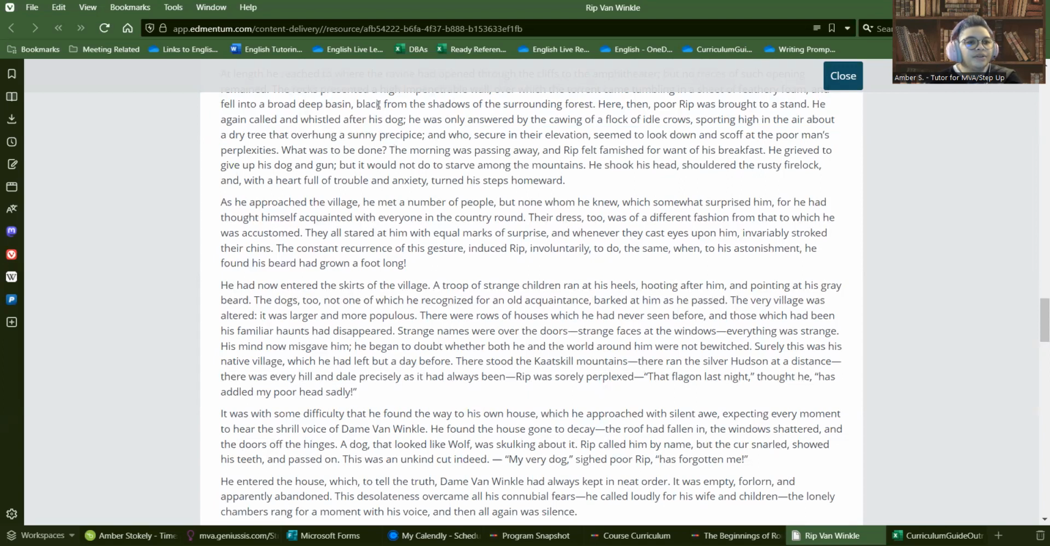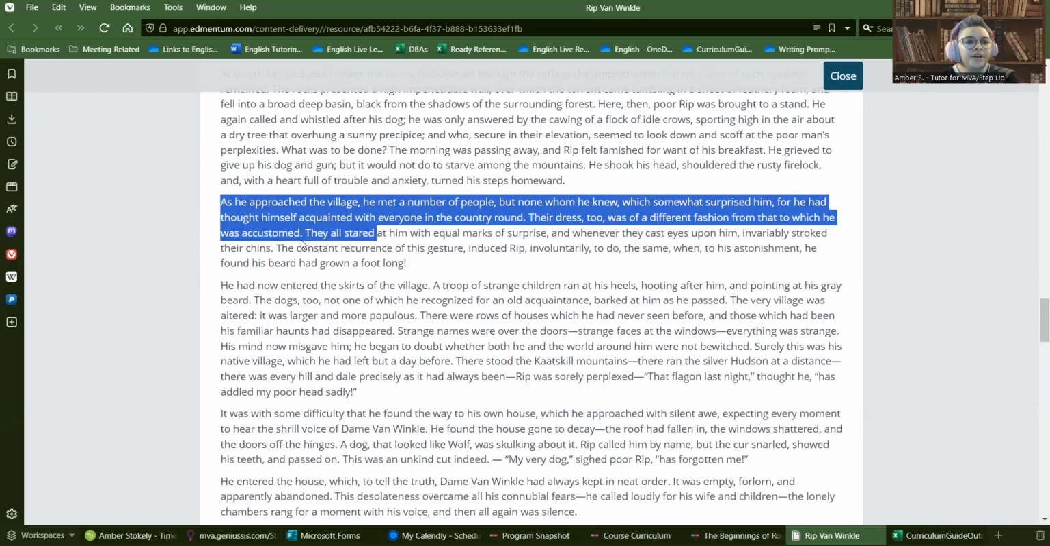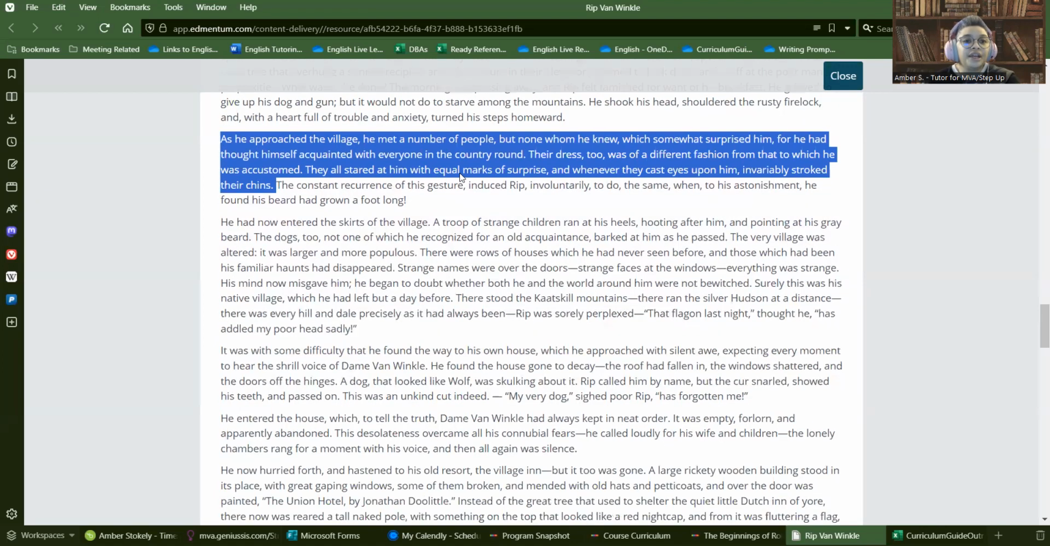Alrighty. So it says here, as he approached the village, he met a number of people, but none whom he knew, which somewhat surprised him, for he had thought himself acquainted with everyone in the country round. So he gets there, he sees nobody that he recognizes. Their dress, too, was of a different fashion to which he was accustomed, so they're all dressed differently, too. They all stared at him with equal marks of surprise, and whenever they cast eyes upon him, invariably stroked their chins. So they also are staring at him like he's weird.